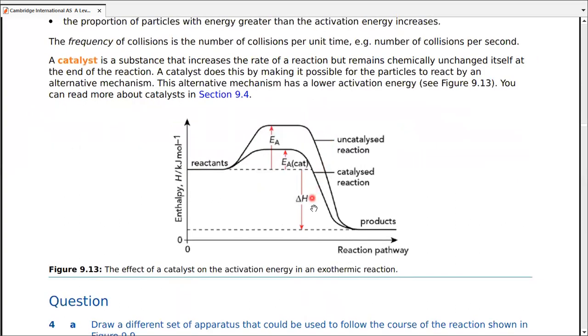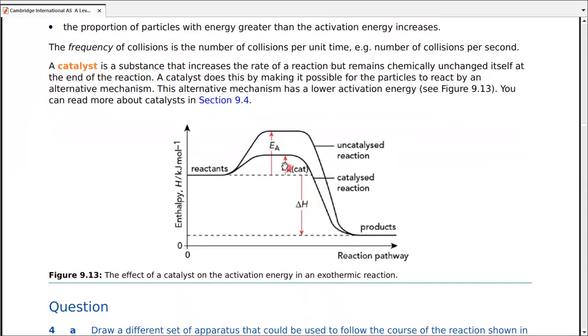Okay. So a catalyst is a substance that increases the rate of reaction but remains chemically unchanged itself at the end of the reaction. A catalyst does this by making it possible for the particles to react by an alternate mechanism. This may be an alternate mechanism or a phrase like alternate route that we have been using back in IGCSE. So both of the terms are correct. Alternate mechanism has a lower activation energy. That's why we have been using the phrase that a catalyst actually lowers the activation energy requirement for a reaction.